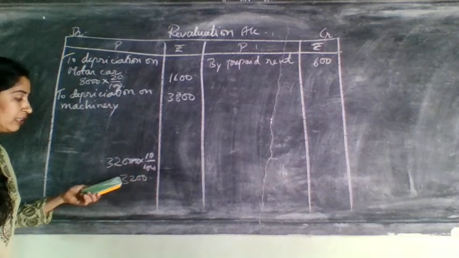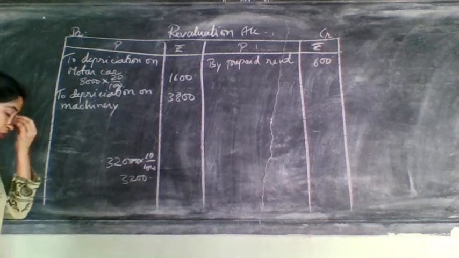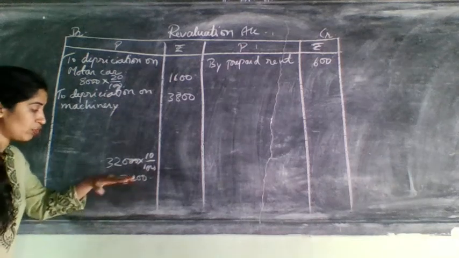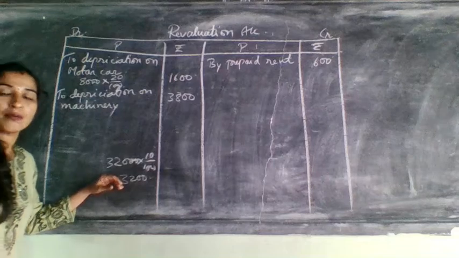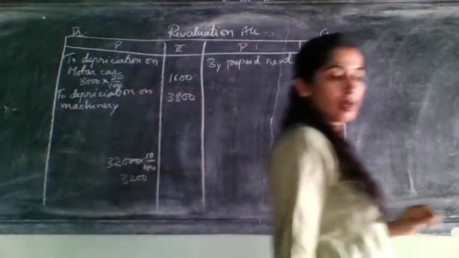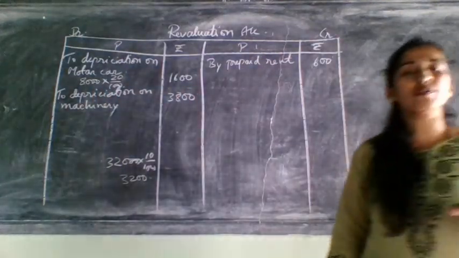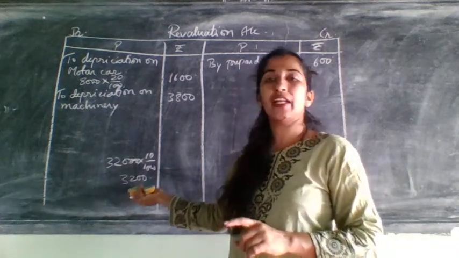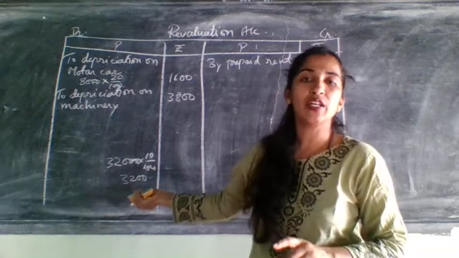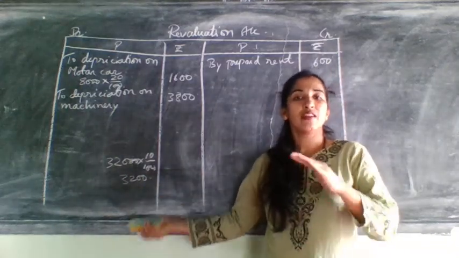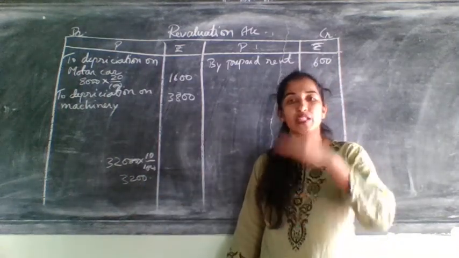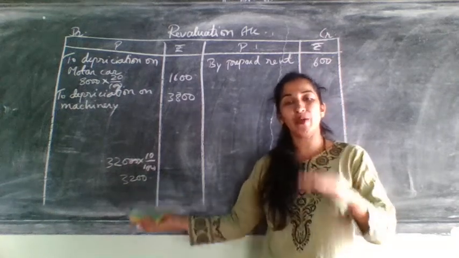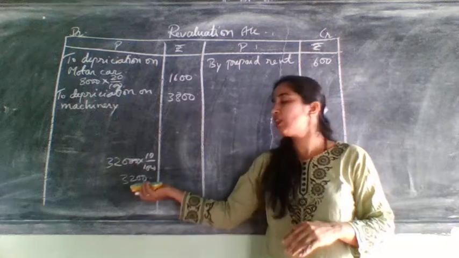3,200, correct? Now they are telling that you need to maintain debtors at 10%. That means you need to maintain 3,200 as PDD. But in the problem, how much did they give? They gave 1,000. 1,000 they have already maintained, but they are telling you to maintain 3,200. That means the debtors PDD amount was increased or decreased? PDD amount was now increased from 1,000 to 3,200.